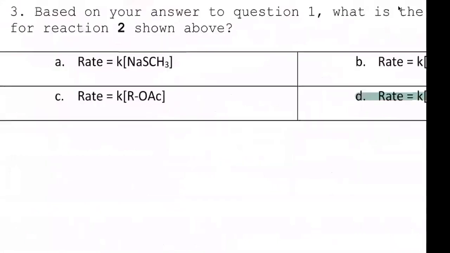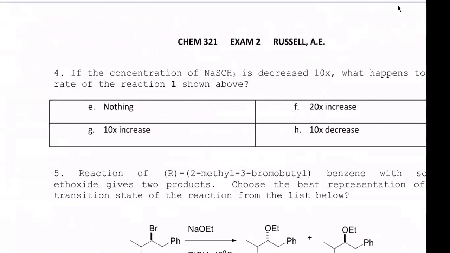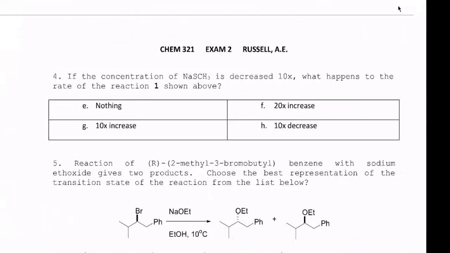It says if the concentration of sodium methoxide is decreased by 10 times, what's going to happen to the rate? If I change one of those terms and I cut it by 10, what's going to happen to the rate? Would it decrease as well? It should, by the same amount, right? Right. So it should be a 10 times rate decrease.